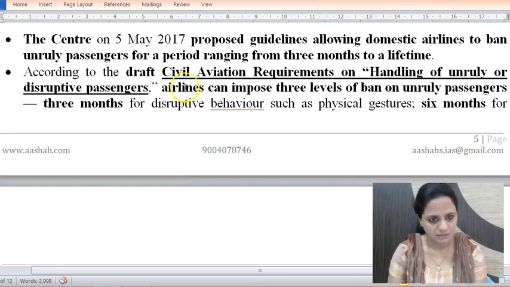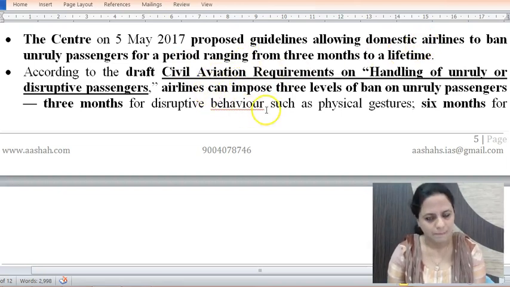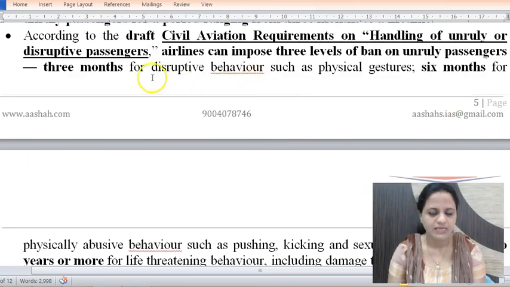The government has come up with draft civil aviation requirements on handling of unruly or disruptive passengers. So this is a draft. Once finalized, it's open for public comments, and then it would be put into effect. These proposed guidelines allow domestic airlines to ban unruly passengers for a period ranging from 3 months to lifetime, depending on what kind of action has been done.